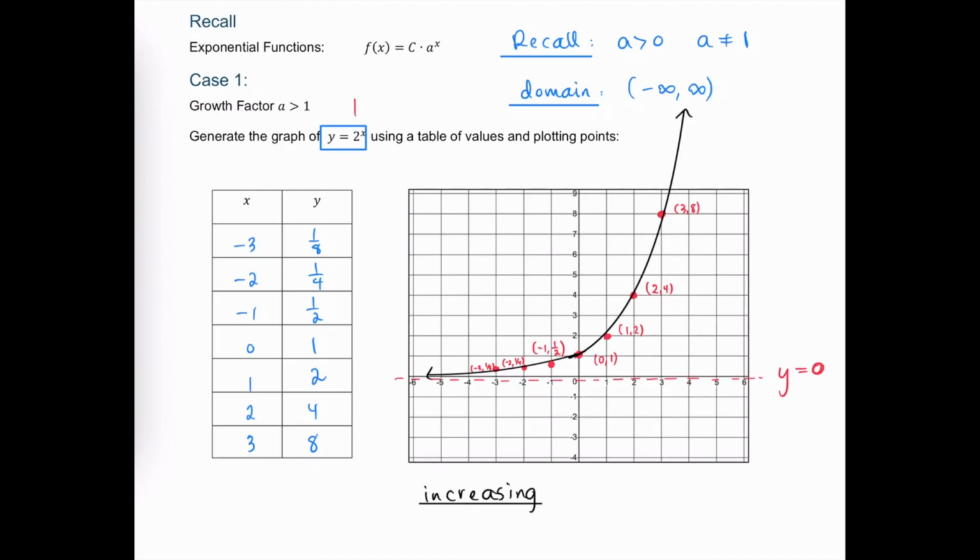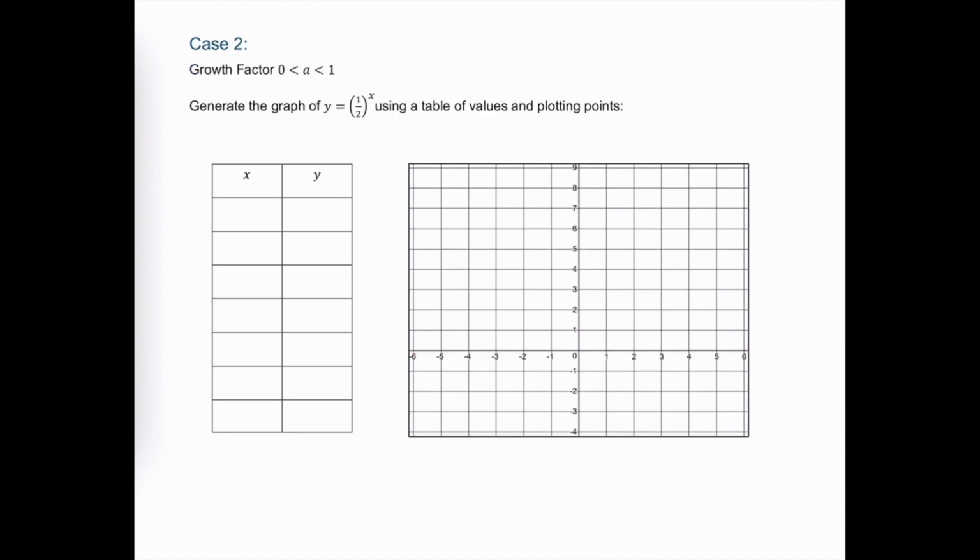Let's notice on our graph that we do have the ordered pair -1 corresponding to the reciprocal of the growth factor, 0 corresponding to the initial value, and +1 corresponding to the growth factor itself. Our graph was increasing. It does have a range from 0 to positive infinity, with y is equal to 0 as the horizontal asymptote.